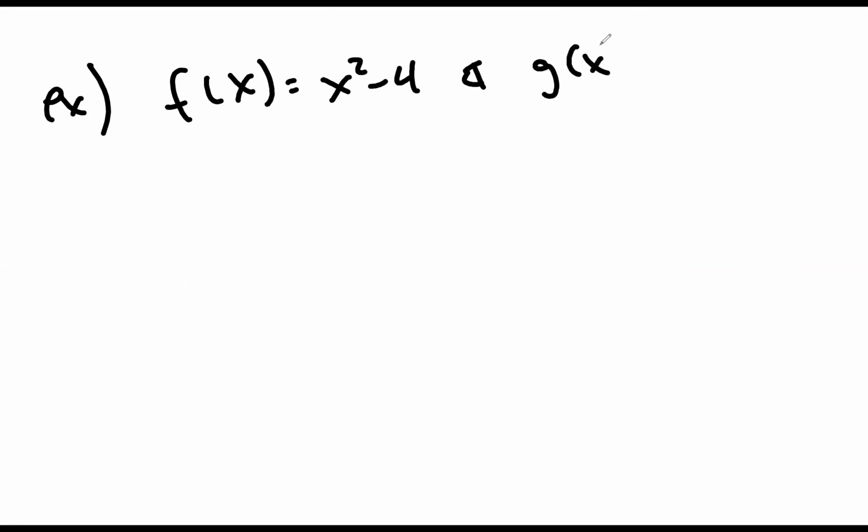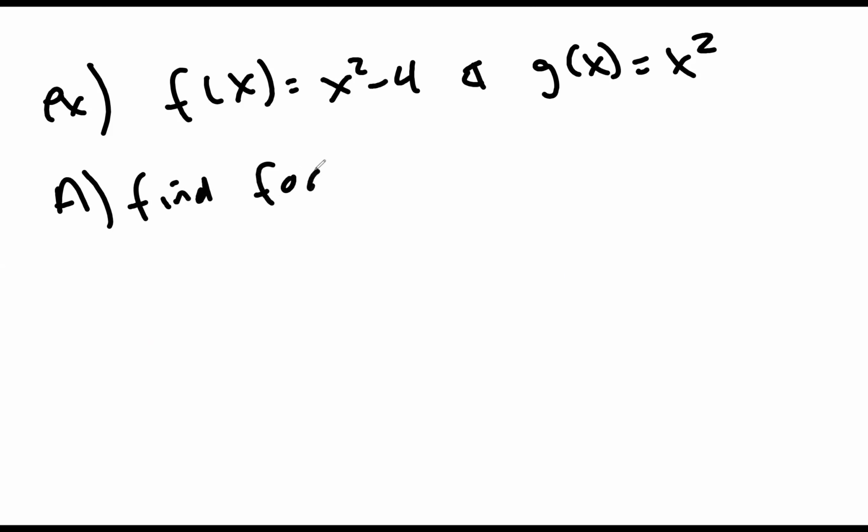Okay, we're going to have f of x equals x squared minus 4, and g of x equals x squared. And so what we're going to do, two parts to this one, is, so A, I want you to find f of g of x.